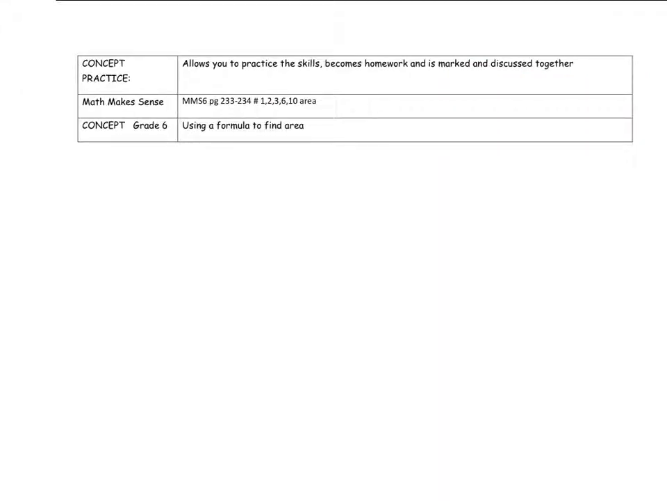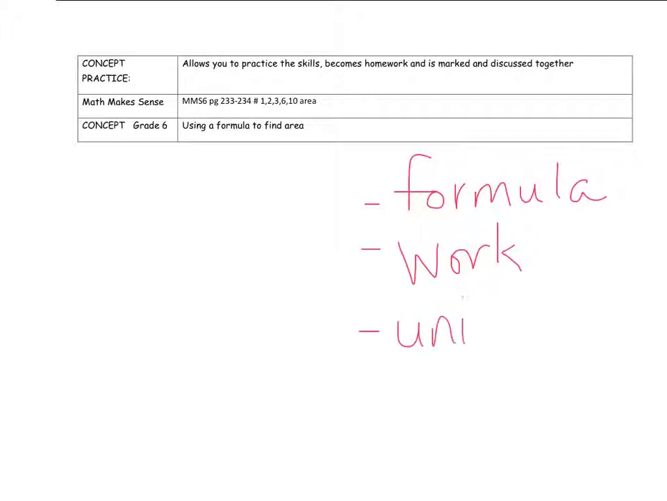All right, you are moving on to your concept practice. And again, as already stated, you need to have the formula. That's the only difference between grade 5 and grade 6. Otherwise, I'm going to have to say that you're at grade 5 level for area. You must show your work. You're welcome to use a calculator. You must have the units. And they must be squared. Okay, so be careful when you're doing your work. You are working on page 233, 234, numbers 1, 2, 3, 6, 10 are the questions that you're working on. 1, 2, 3, 6, and 10. Away you go. As you're working, if you have any questions, please remember to ask.